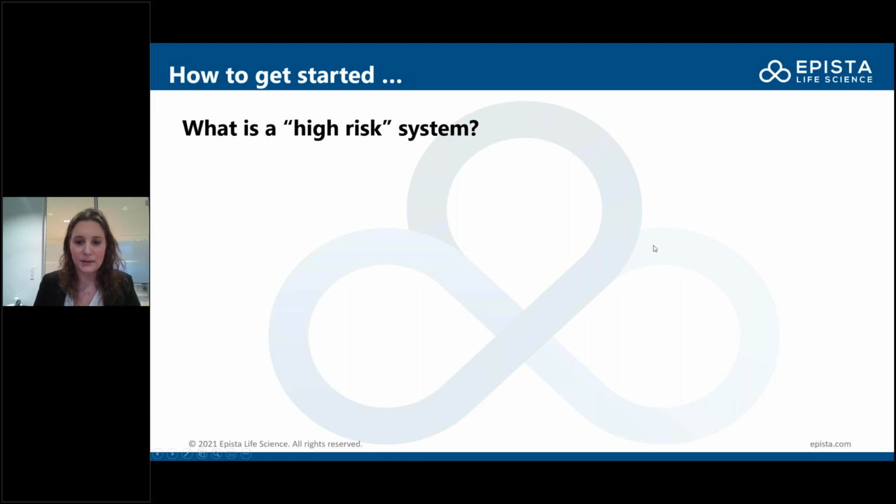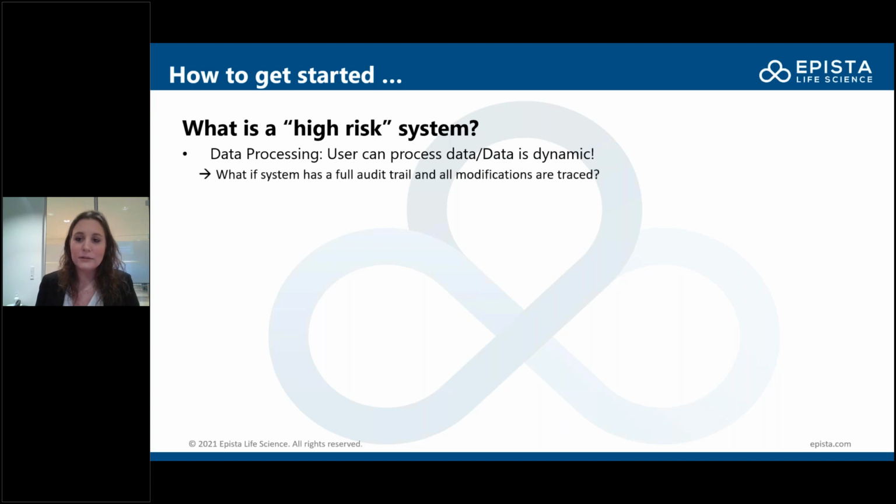When asking that, companies typically answer: well, data processing. As soon as we have a system where a user can actually process data, or we have dynamic data, then this is a critical system, and we really need to look at that. When going deeper into detail, you sometimes realize, well, but what if that system actually has a full audit trail?